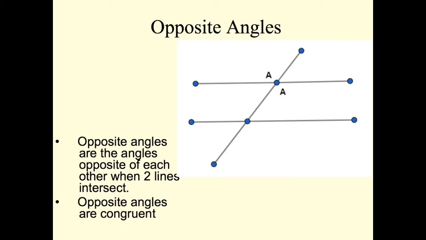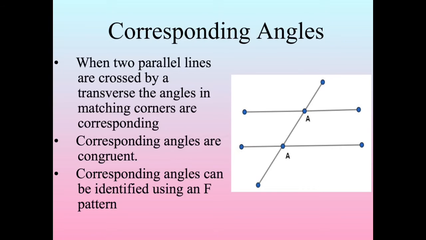The first angle relationship that we are going to look at is opposite angles. As you remember, opposite angles are the angles opposite of each other, as seen here and here, and they are congruent to one another.